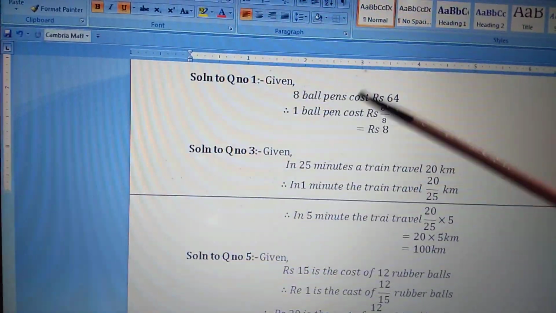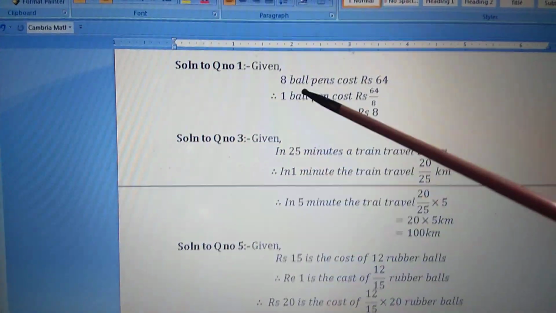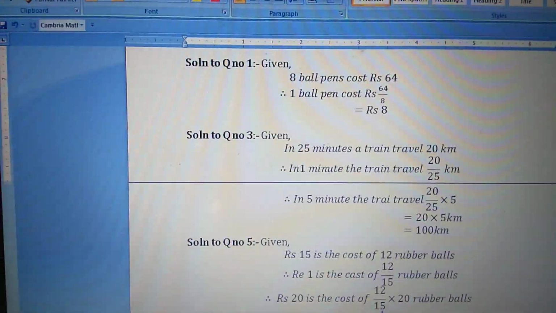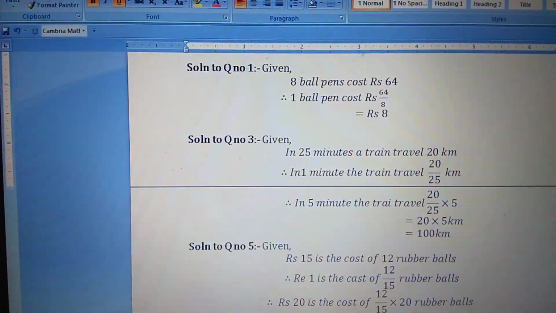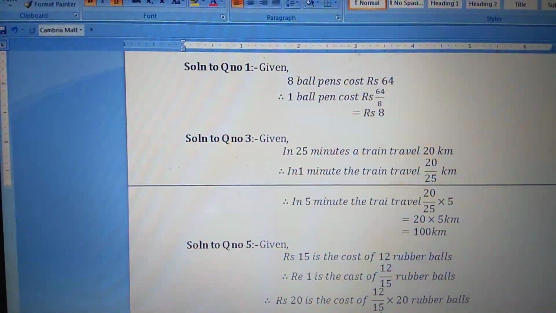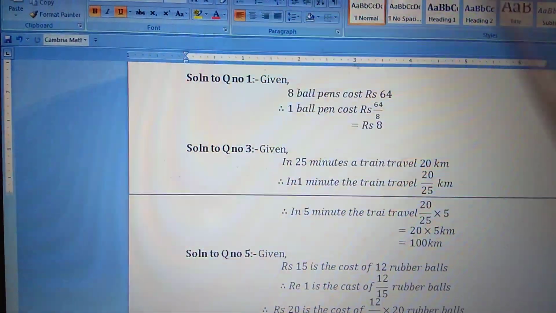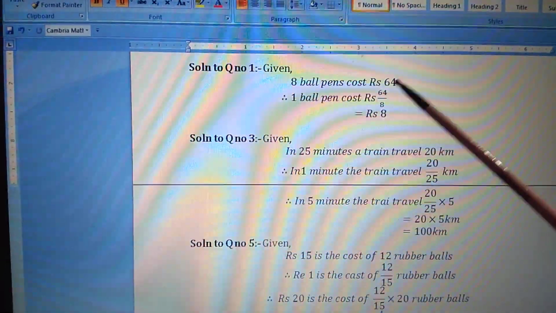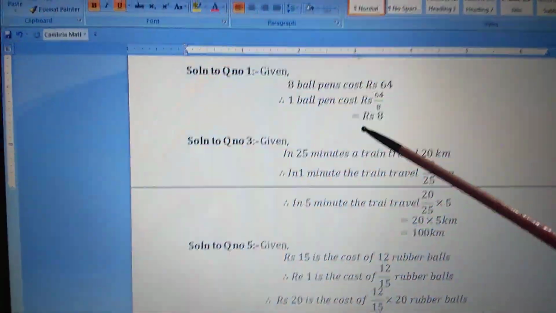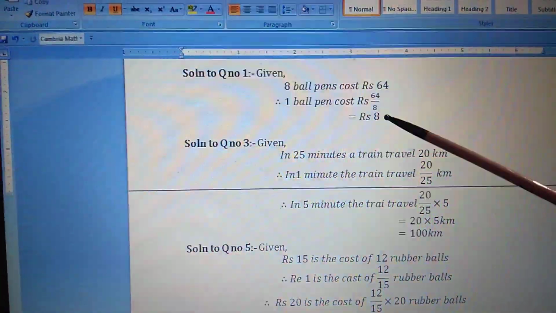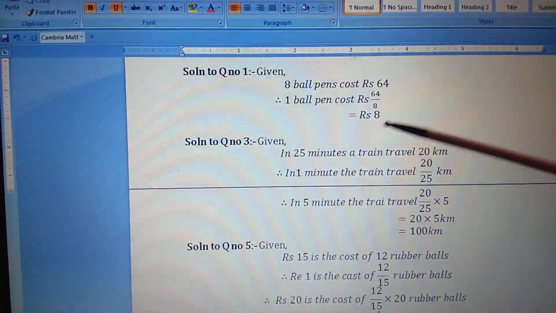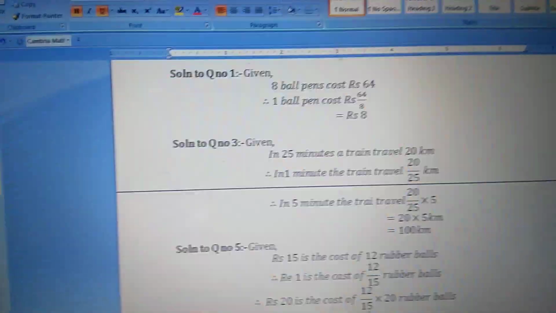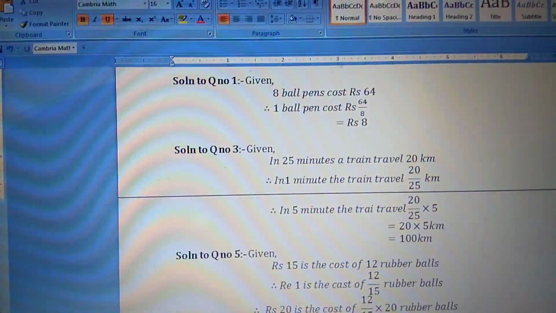So here I have applied the statement method. 8 ball pens cost rupees 64. So obviously the cost of one pen will be less than that of 8 pens. Therefore one ball pen costs rupees 64 divided by 8. I have simplified it, cancellation. So the answer is 8. Here the cost is asked to find, so the cost is on the right hand side. Question number 2 is left for the students as homework.